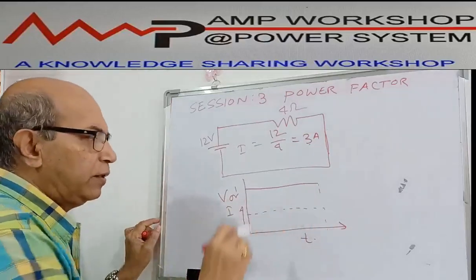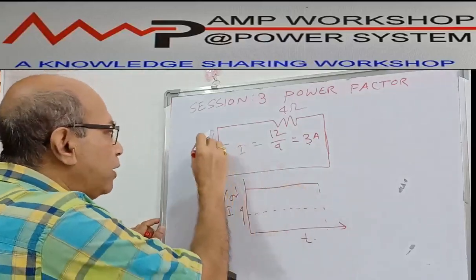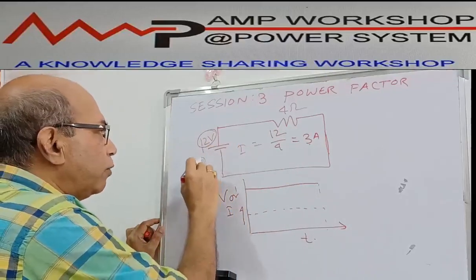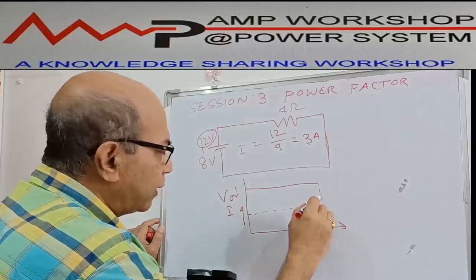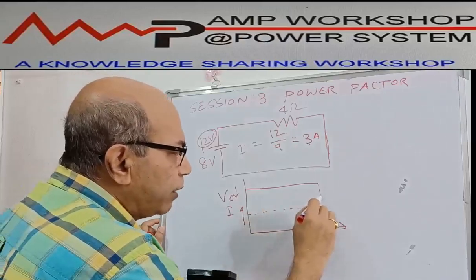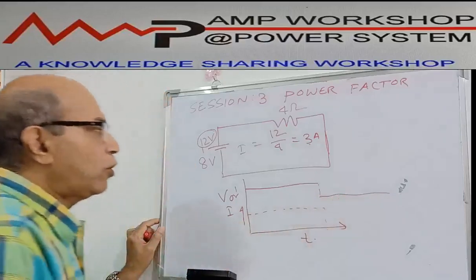There is no change. The moment, suppose, the battery voltage suddenly drops down to 8 volt, at this moment the voltage changes to 8 volt. Then automatically, what will the current be?